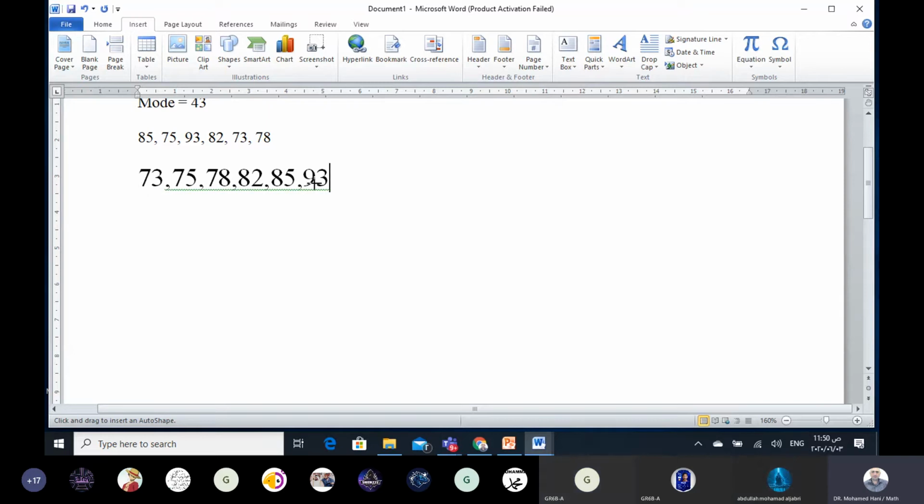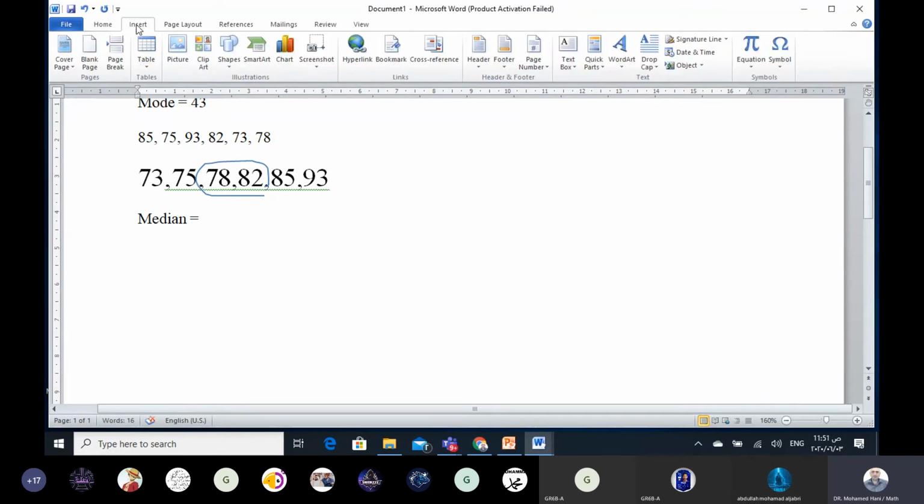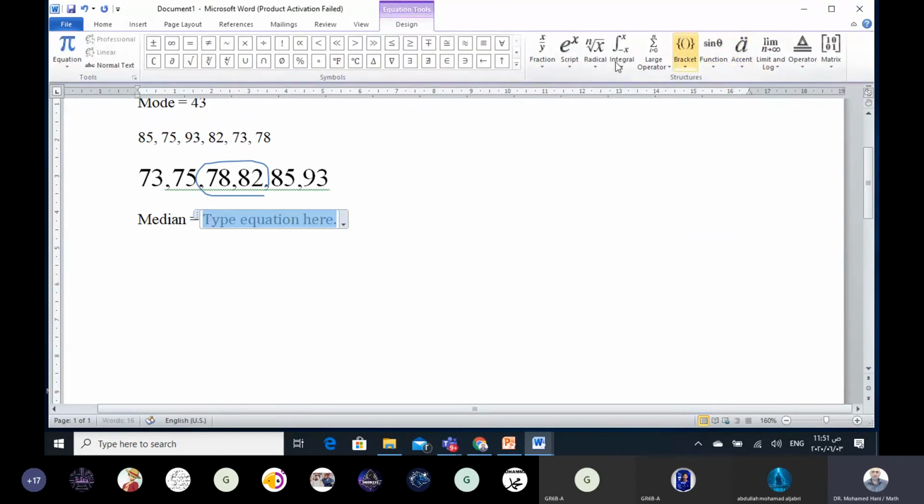This is the data after the order, from small number to big number. Now count the numbers: 1, 2, 3, 4, 5, 6. 6 is even. So take the two numbers in the middle. When you take the two numbers, find the mean for them. How to find the mean? Add the two numbers, divide by 2.